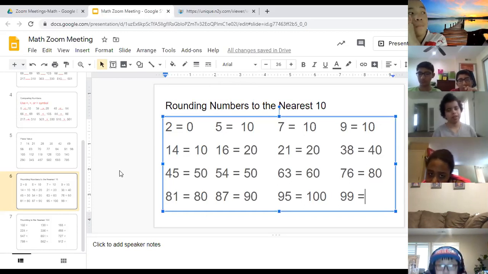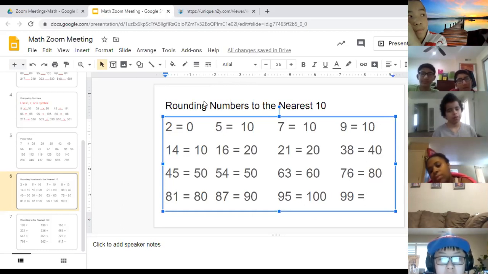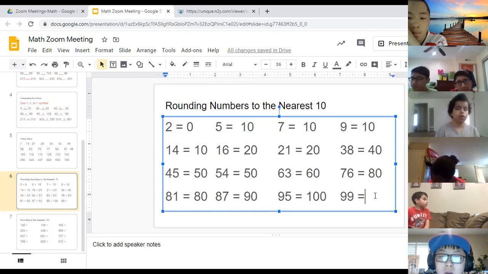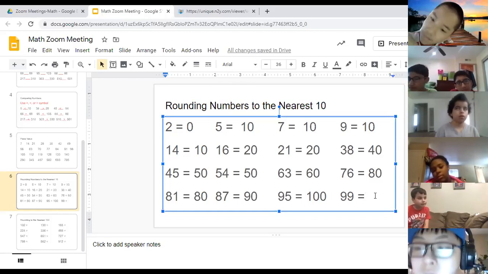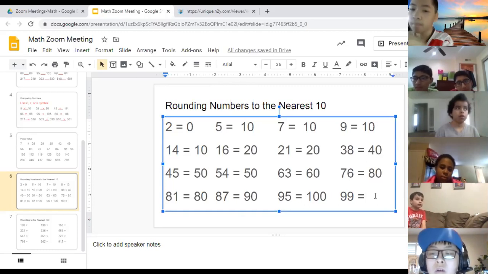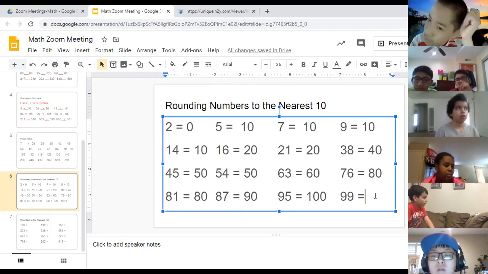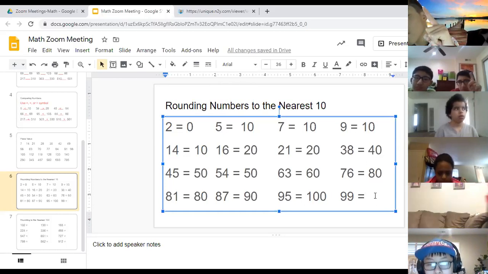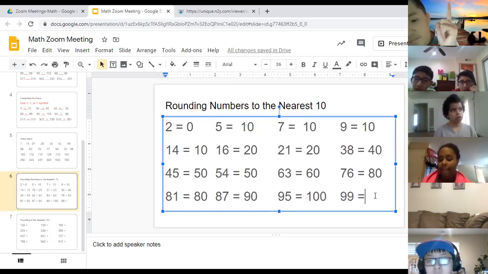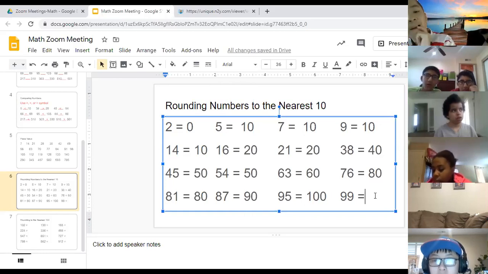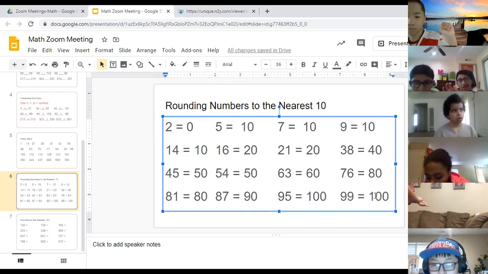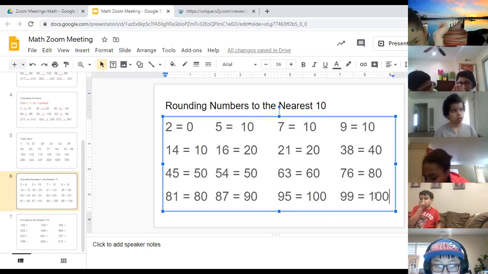Ethan, your turn. Do we round up or do we round down for 99? I cannot hear you, my dear. Say the word, up or down? Up. Okay, so it's up. So 99 becomes 100. Okay, 99 becomes 100.